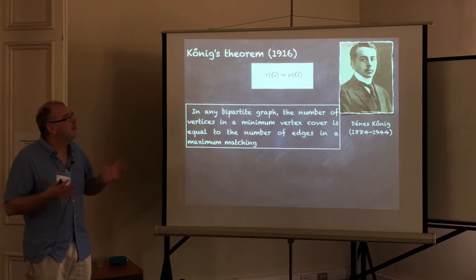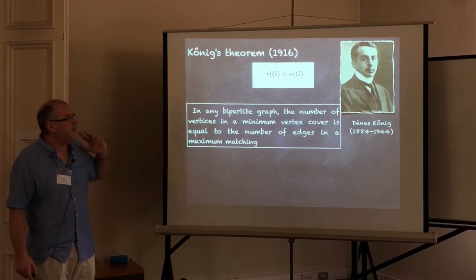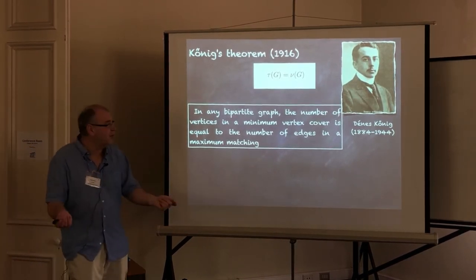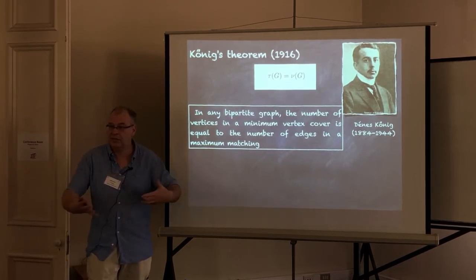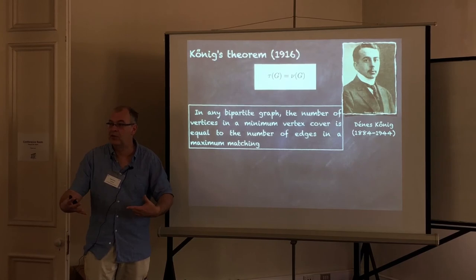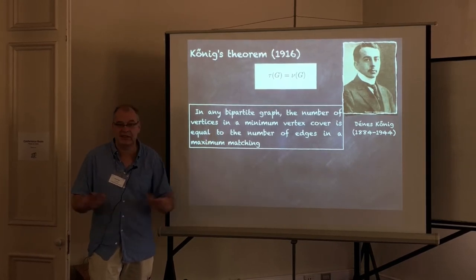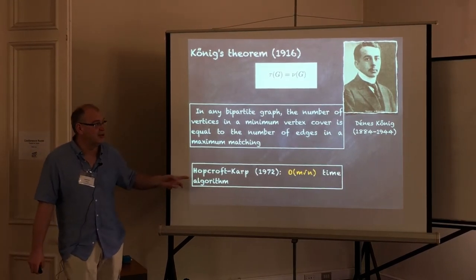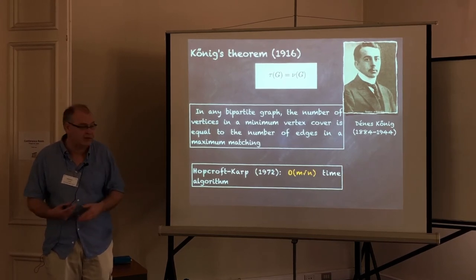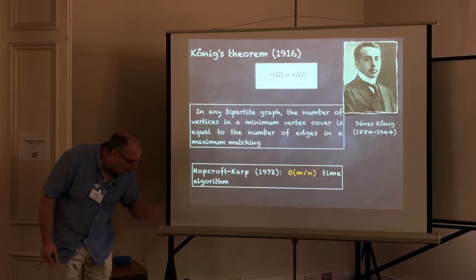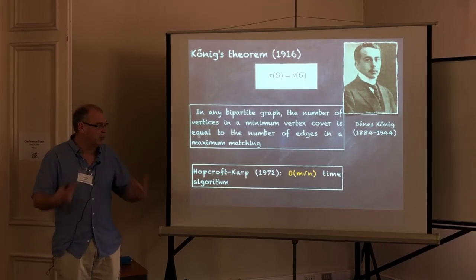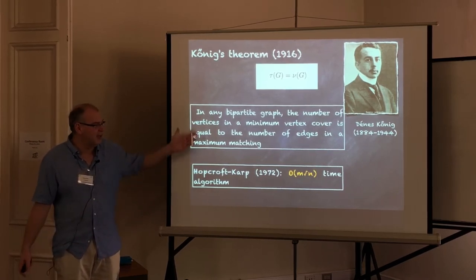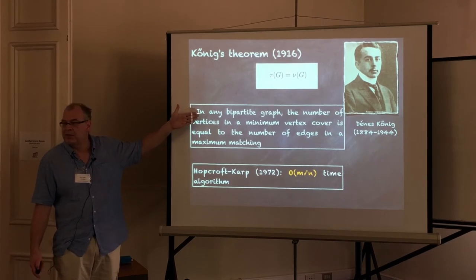Okay, so what is Koenig's theorem? From 1916, it says that if I have a bipartite graph, then in this bipartite graph, the number of vertices in a minimum vertex cover is equal to the number of edges in a maximum matching. Right? This is a very old result, and it also shows that vertex cover is solvable in polynomial time on bipartite graphs. And actually, there is also an algorithmic version of this result. If I use the Hopcroft-Karp algorithm from 1972, which computes a matching in polynomial time on bipartite graphs, then this algorithm also computes a vertex cover in bipartite graphs.